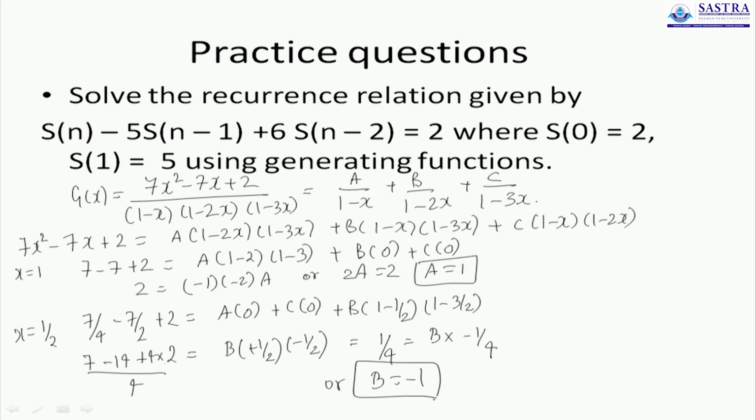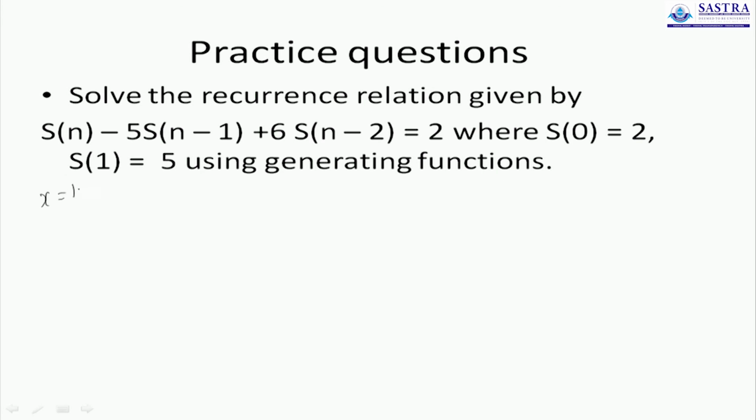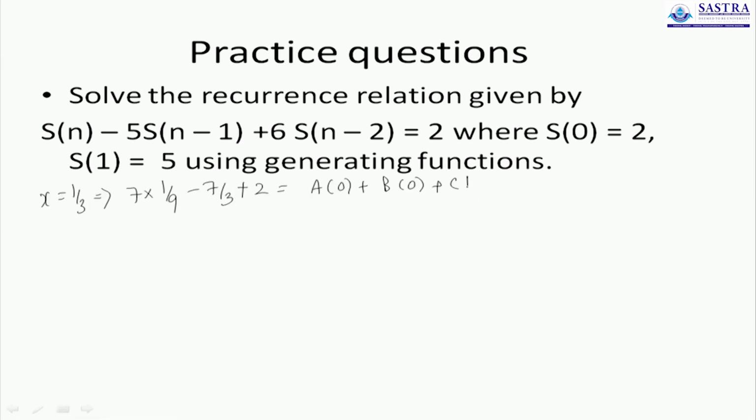We have only one last constant to find out, and for that let us use x is 1 by 3. Then we will have 7 upon 9 minus 7 upon 3 plus 2 equaling a gives us 0, b gives us 0, and c times we have 1 minus 1 by 3 and 1 minus 2 by 3.